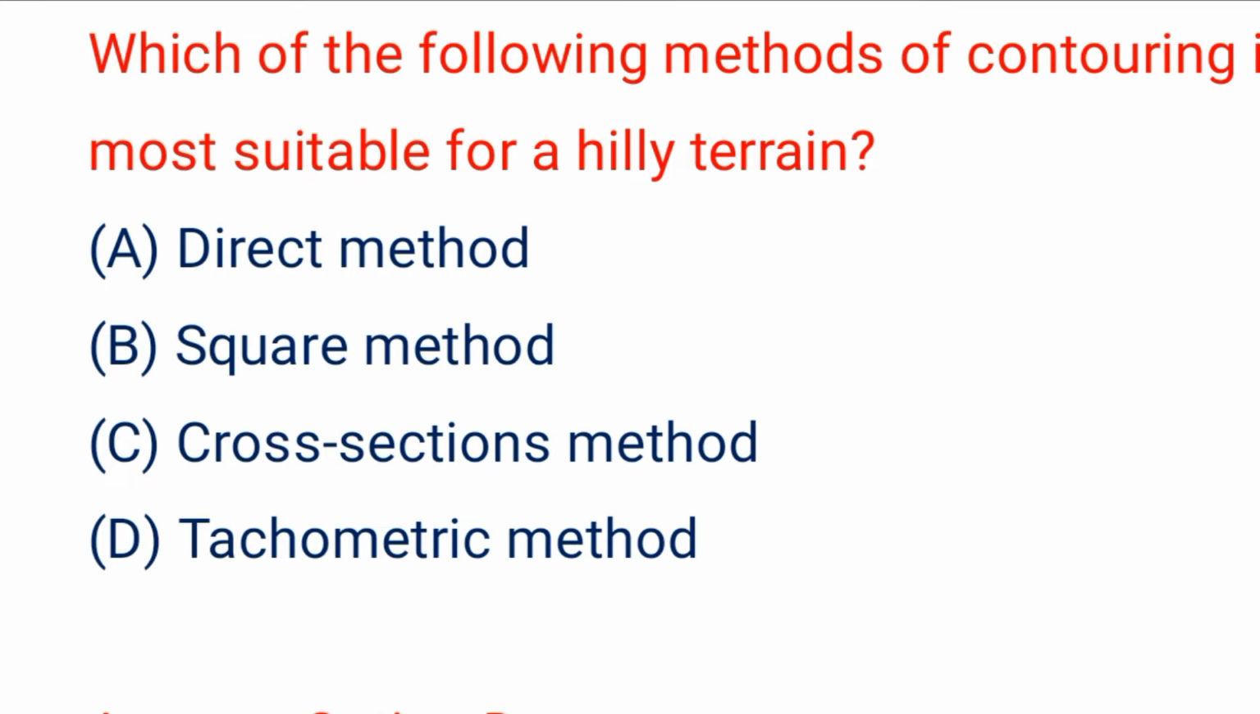Next question, which of the following methods of contouring is most suitable for hilly terrain? Option A direct method, option B square method, option C cross section method, option D tachometric method. The correct answer is option D tachometric method.